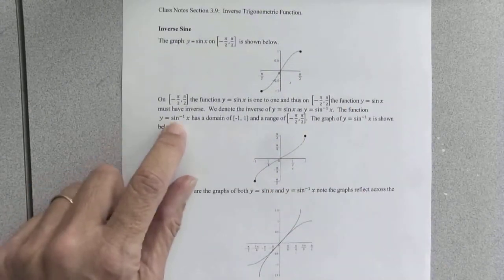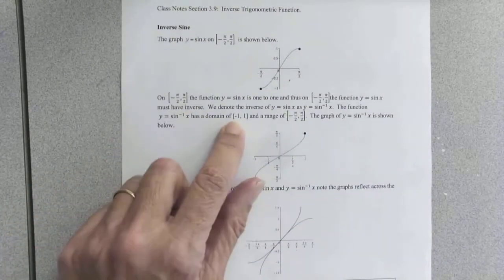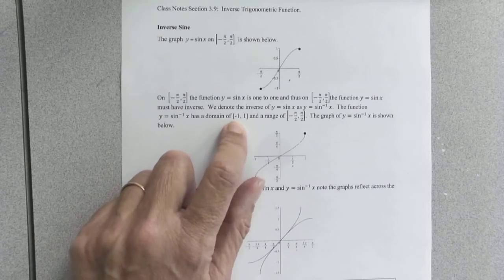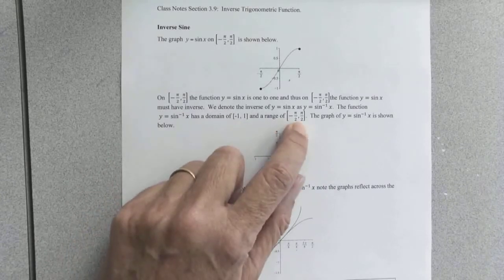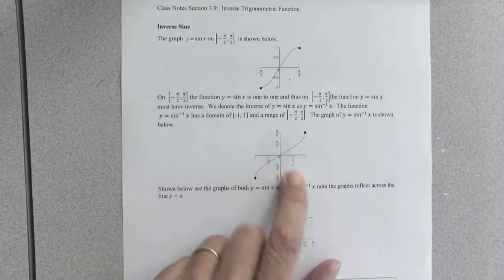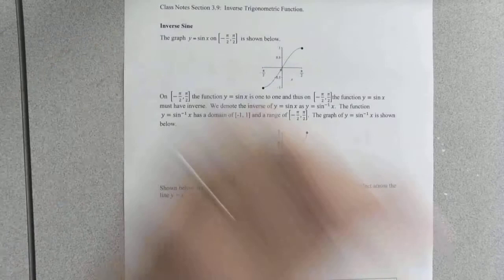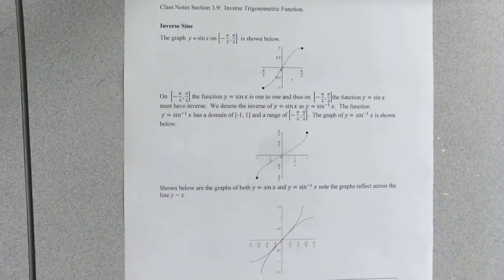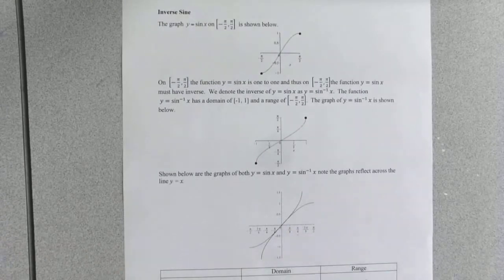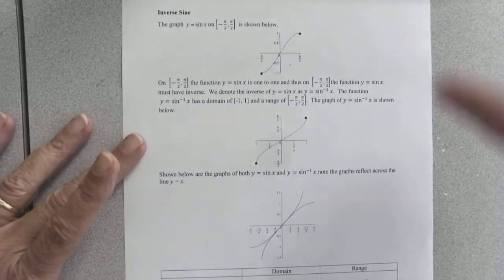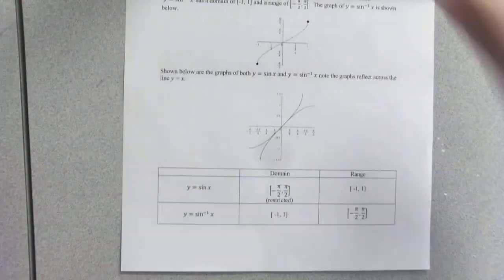The function y equals sine inverse has a domain of negative 1 to 1 and a range of negative pi over 2 to pi over 2, and the graph is shown here. And that graph was just achieved by reflecting the sine graph across the line y equals x. In there I have the two together. It's not particularly important that you remember the graph, but here are some important details.